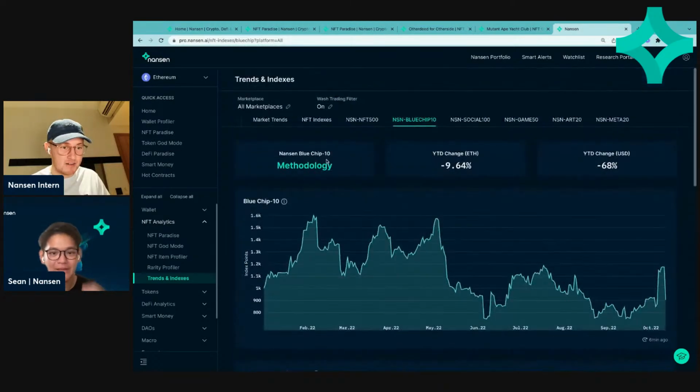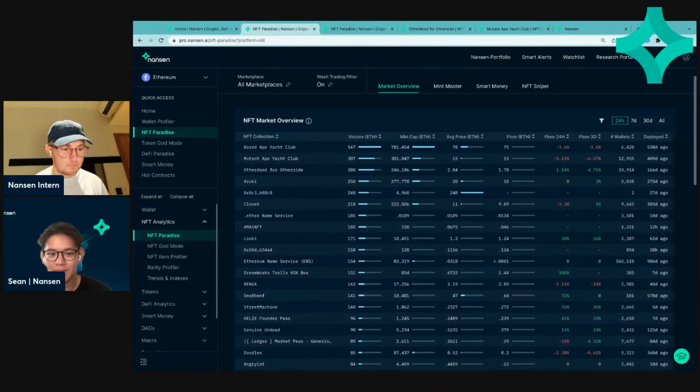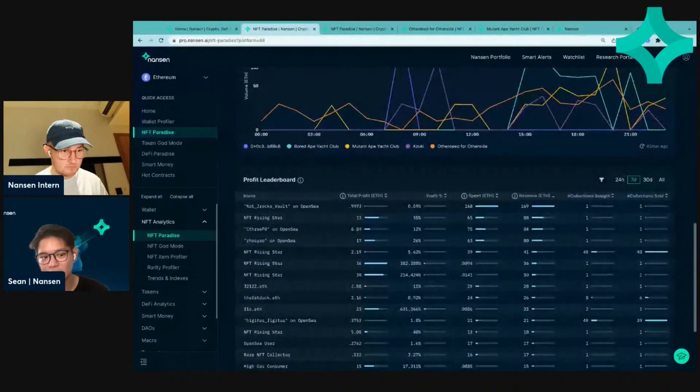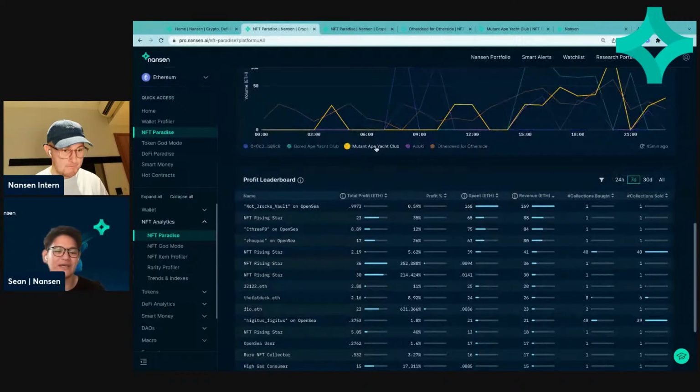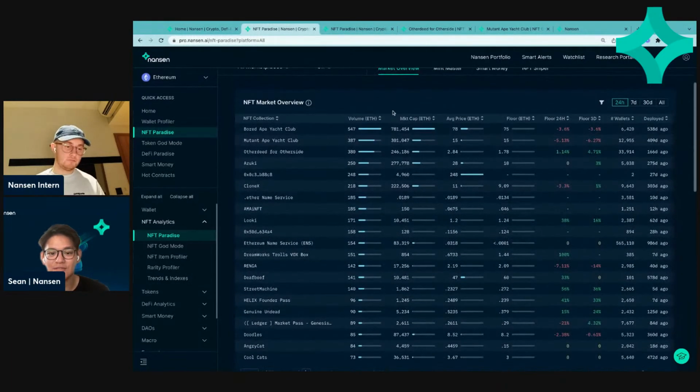So NFT Paradise, if we start with that. Yeah, I'll jump straight to NFT Paradise, which I think most people are really familiar with. You start off with the market overview. This page shows you what's happening across collections compared to across marketplaces, which we were looking at previously. What's really cool is you get the same stats that you would see in most broad marketplaces, like how the floor has been changing, what the exposure of wallets to each collection is, and the average price that has been traded at for the past few days.